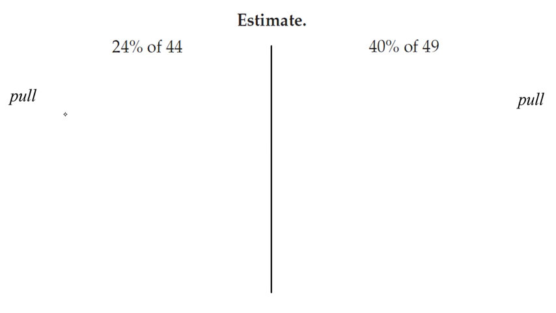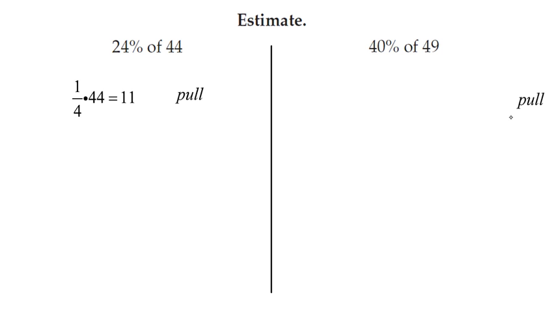All right, I hope you had a chance to do that. 24% of 44. 24% is close to 25, and 25% as a fraction is 1/4 of 44. If you take 44 and divide it by 4, you get about 11.